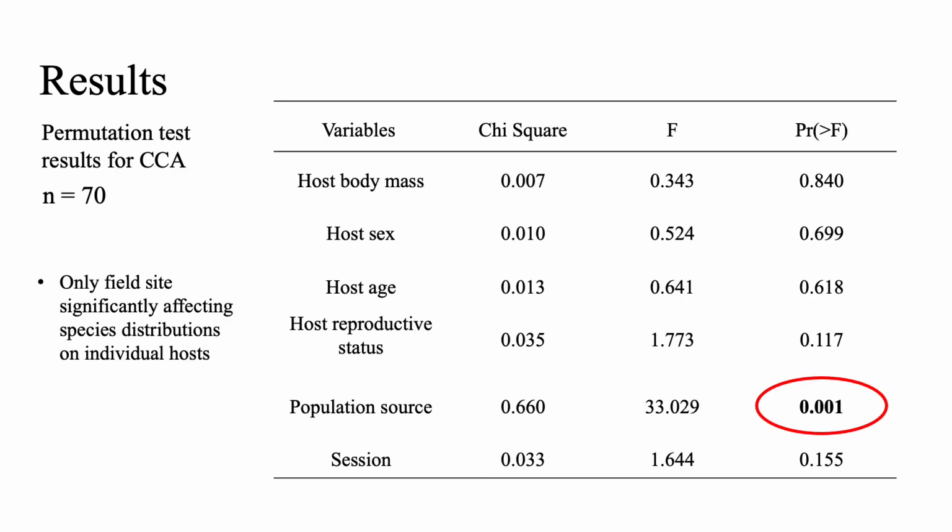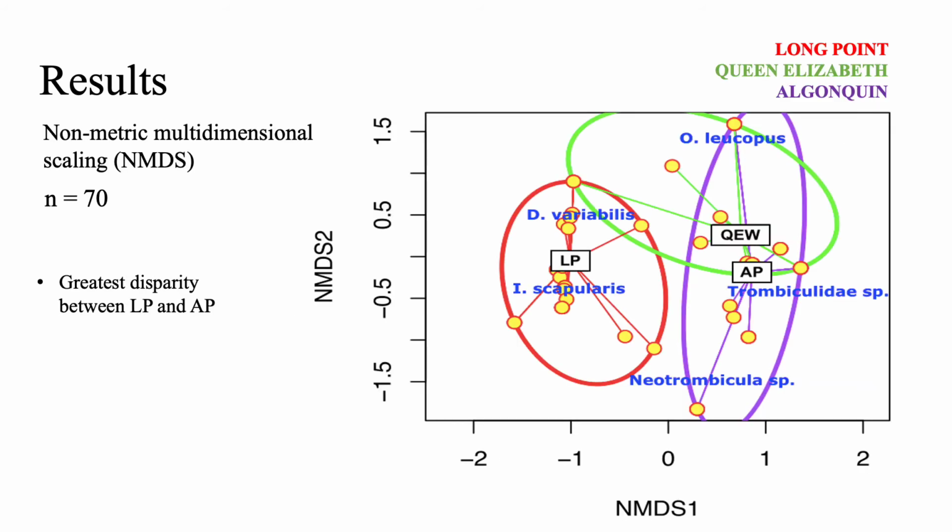The constrained correspondence analysis assessed environmental factors that may be affecting ectoparasite community distributions across hosts. The only environmental factor measured that was significantly affecting this distribution was population source. With that in mind, the NMDS model compared ectoparasite distributions across population sources, where it was found that there was the greatest overlap between Queen Elizabeth Wildlands and Algonquin Park.